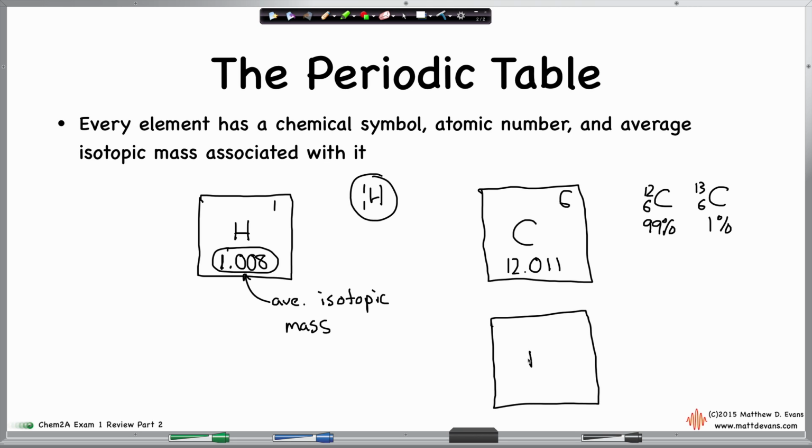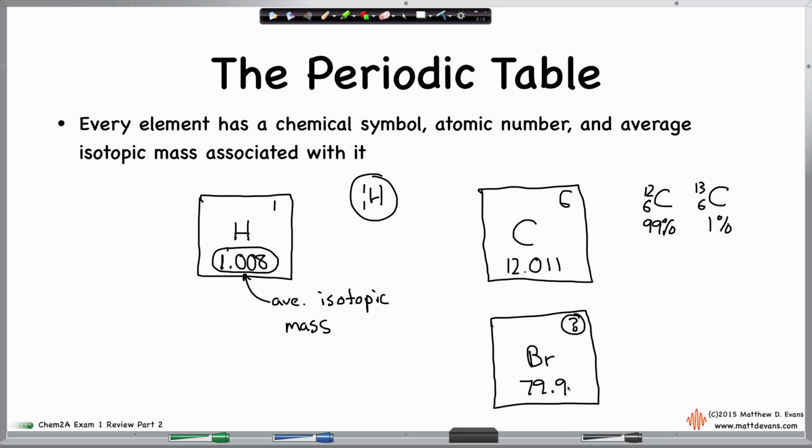So here's bromine. Oh boy, I forget the atomic number for bromine. Oh dear, I should have looked this up beforehand. I'm just going to put a question mark here because I forget what the atomic number is. But I do remember what the average isotopic mass is.